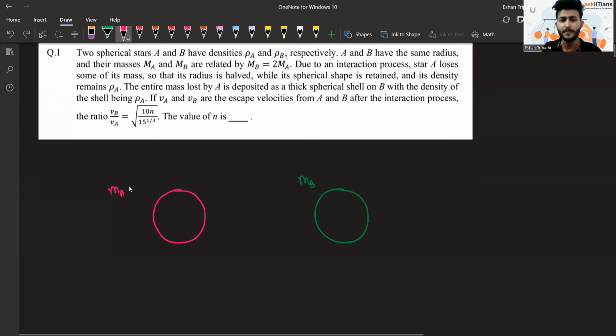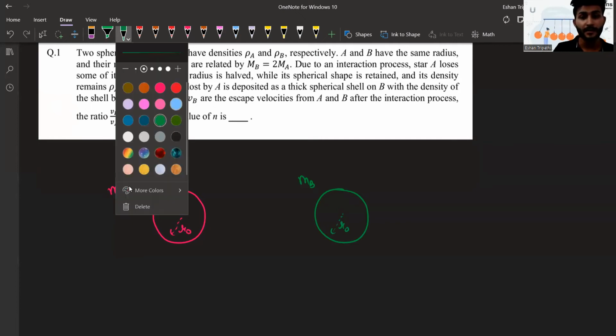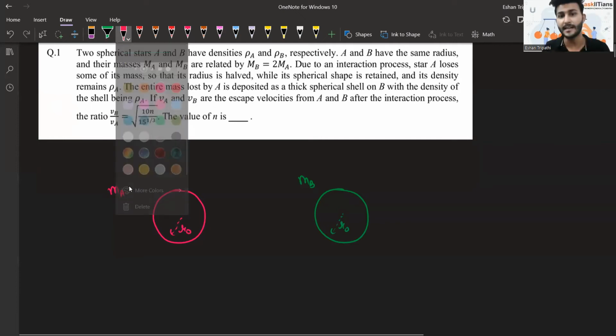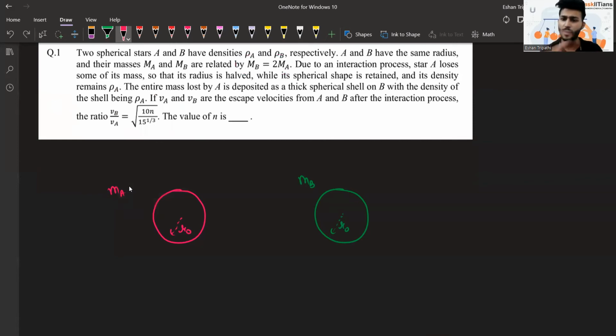Radii of both of them are the same, so let's call it R0. R0 is the radius of both of them. Now it's given the mass of the first planet is half of the mass of the second planet. That is given over here: mass of B is twice the mass of A. I have written it in lowercase, it's given in uppercase, does not matter. In the end, we have to find the ratios.